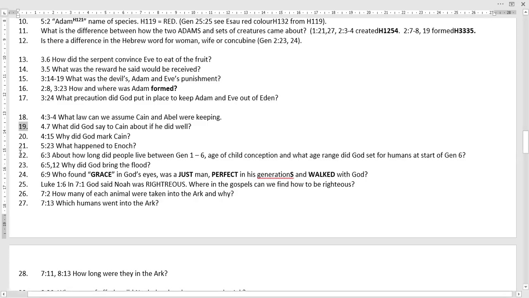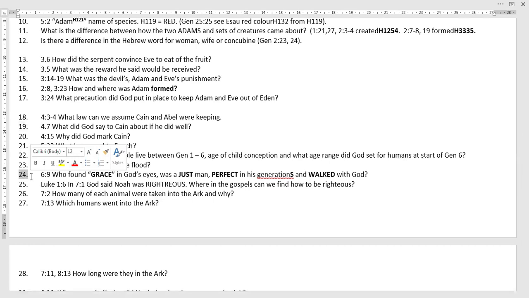We're up to, why did God, right? Question 24. Who found grace in God's eyes, was a just man, perfect in his generations, and walked with God? Noah. You see the answer in chapter 6, verse 9.